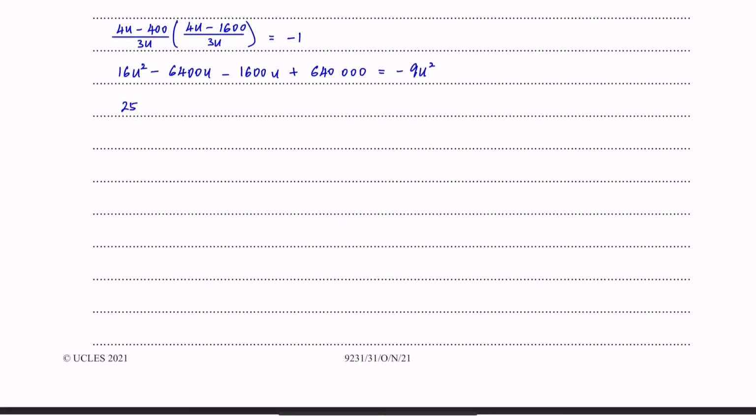So simplifying this, we have 25u squared minus 8,000u plus 640,000 equals 0, and u squared minus 320u plus 25,600 equals 0. Factorizing this, we have (u minus 160) squared equals 0. So u would be 160. And that's our answer here.